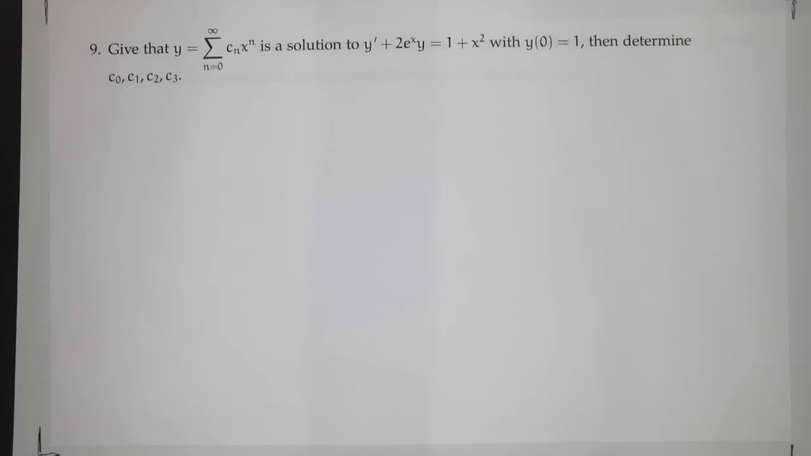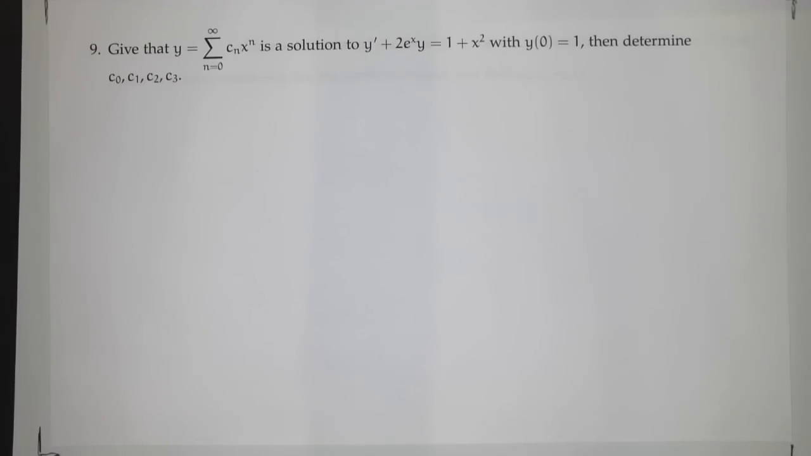Given that y equals the sum n equals 0 to infinity cn x to the n is a solution to y prime plus 2e to the x y equals 1 plus x squared, with y of 0 equal 1, then determine C0, C1, C2, C3. So this isn't the first part of the course where we try to solve this by doing some kind of integrating factor, because that probably would be a little hopeless. We're just going to work it out.